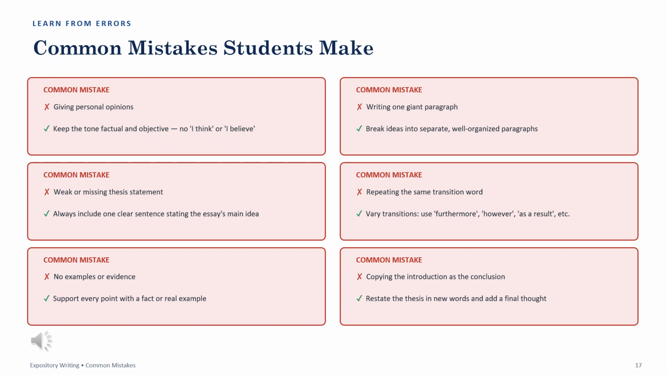Mistake 3. Weak or missing thesis statement. The fix? Always include one clear sentence in your intro stating the essay's main idea. Mistake 4. Repeating the same transition word. The fix? Vary them, use furthermore, however, as a result, and so on. Mistake 5. No examples or evidence. The fix? Support every single point with a fact or real-world example. And mistake 6. Copying the introduction as the conclusion. The fix? Restate your thesis in new words and add a fresh final thought.